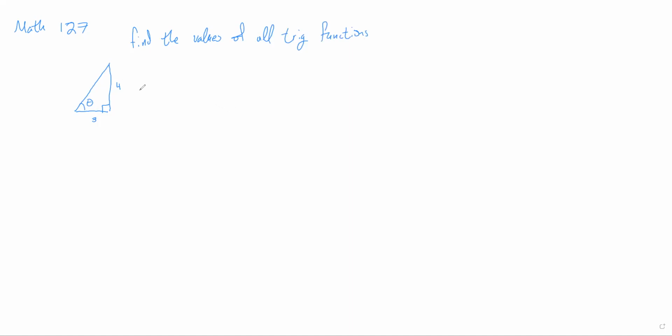So that would be sine of theta, cosine theta, and then we have tangent, and then the other ones would be cosecant, and then they have secant of theta, and then finally cotangent, right? So they want us to find each of these values.